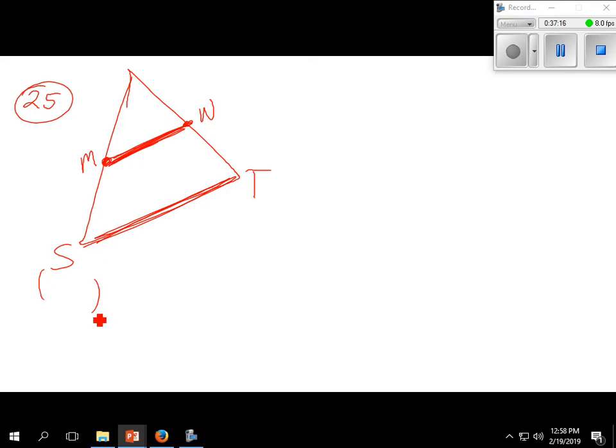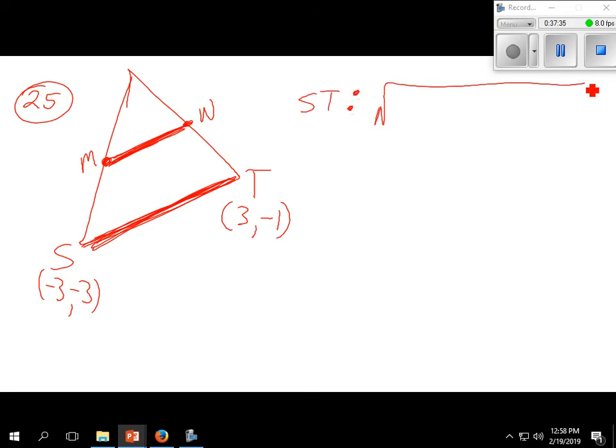I'm going to find the coordinates of S. Coordinates of S right here are -3, -3. And the coordinates of T are 3, -1. And all I'm going to do is use the distance formula to find the length of segment ST right there. So ST, using the distance formula.